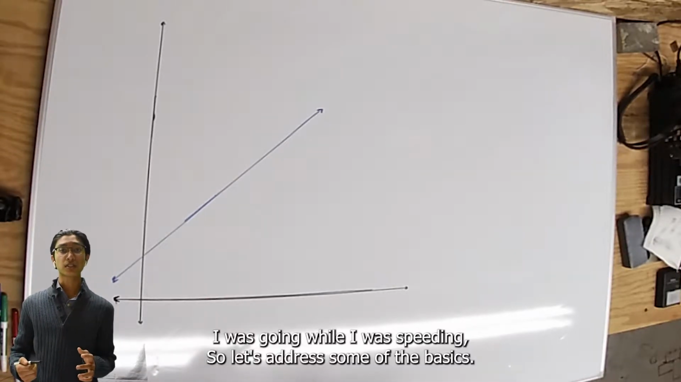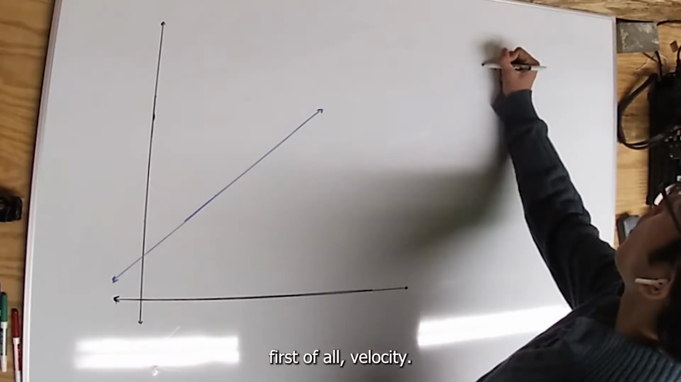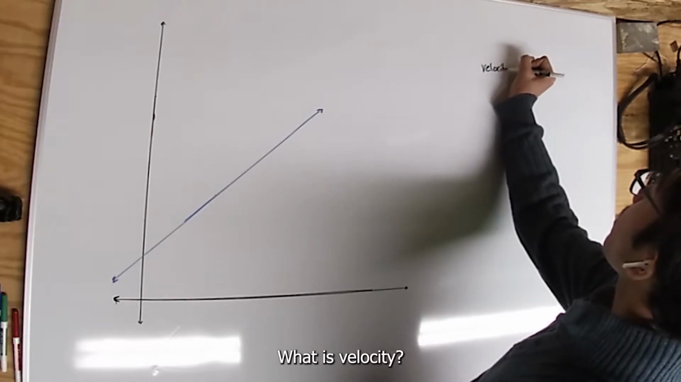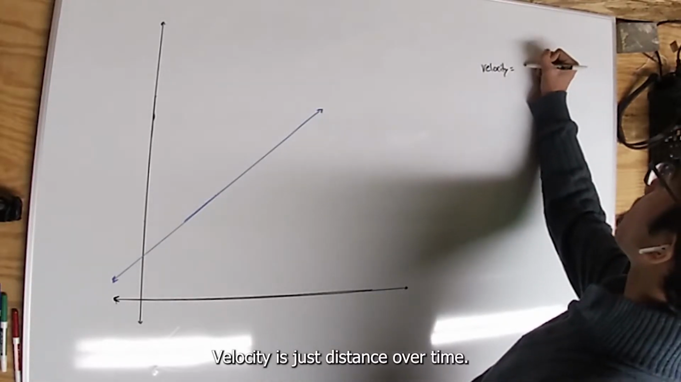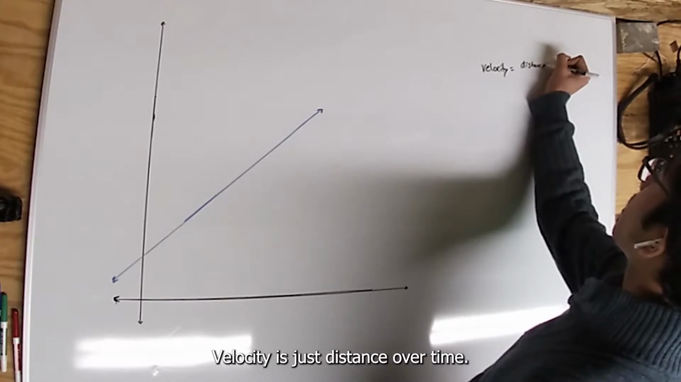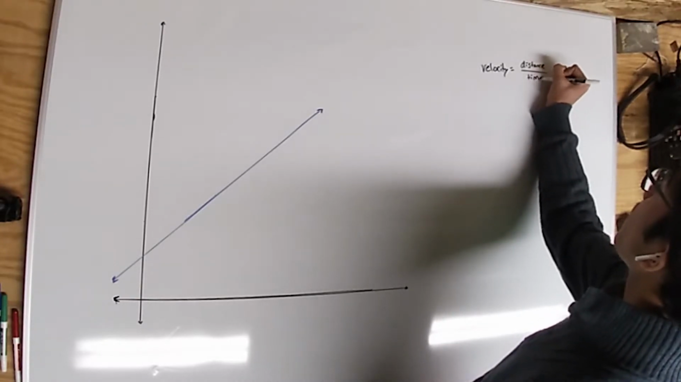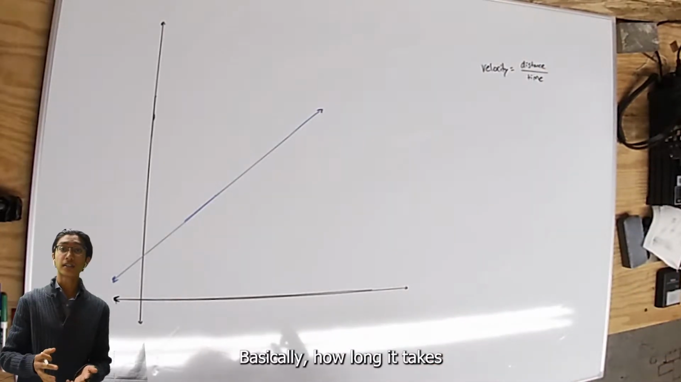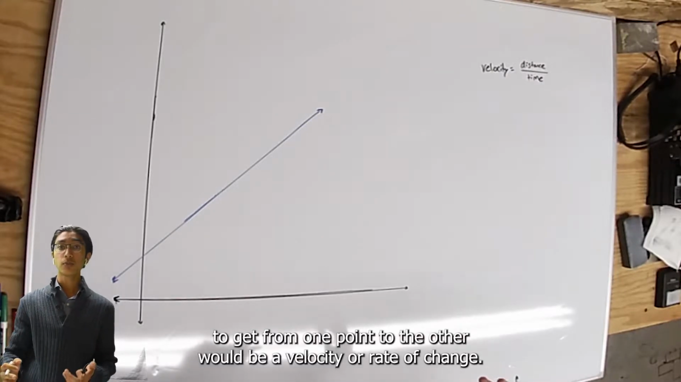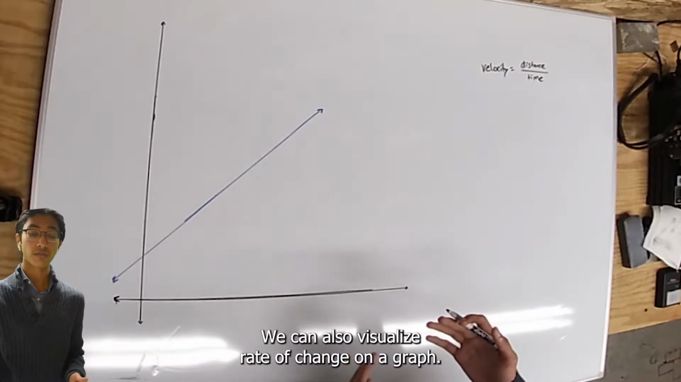So, let's address some of the basics. First of all, velocity. What is velocity? Velocity is just distance over time. Basically, how long it takes to get from one point to the other would be your velocity or rate of change. We can also visualize rate of change on a graph.